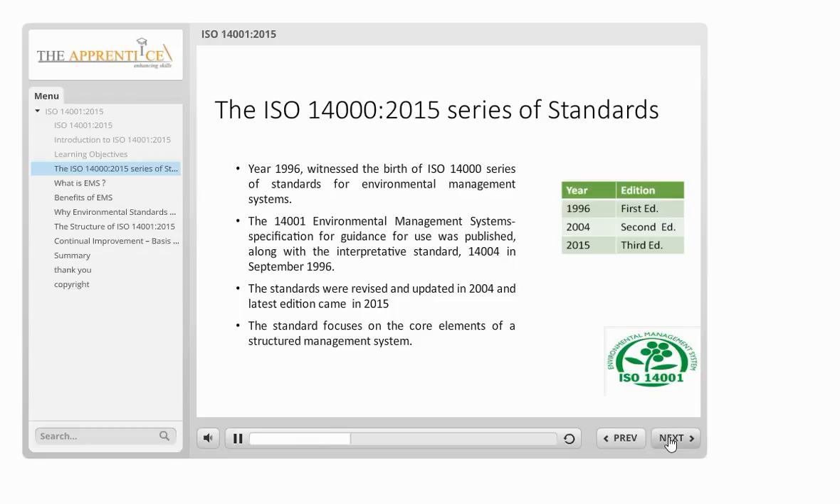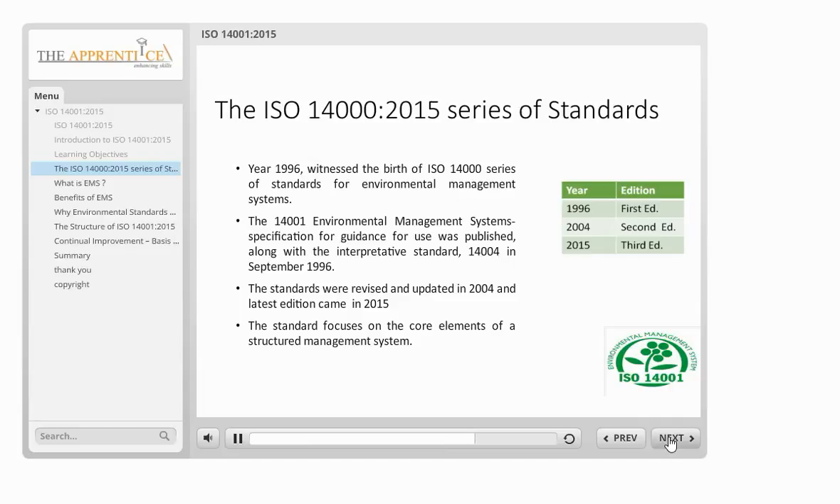The standard mentions the core elements of a structured management system, integrated with overall management activity and addressing significant environmental impacts. The ISO 14000 family of standards provides practical tools for companies and organizations of all kinds looking to manage their environmental responsibilities. ISO 14001-2015 and its supporting standards such as ISO 14006-2011 focus on environmental systems to achieve this.